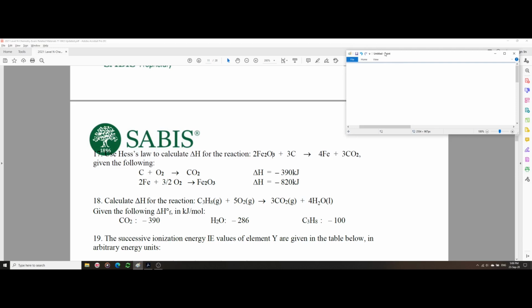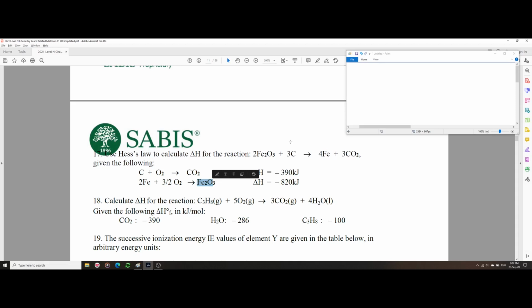Okay, so let's do this together. We're looking for the delta H of this reaction. We're given 2 reactions, and we're asked to use Hess's law. Now this can be really fun. It's just like puzzle solving. So you have Fe2O3. This caught my eye, and here I saw it again.